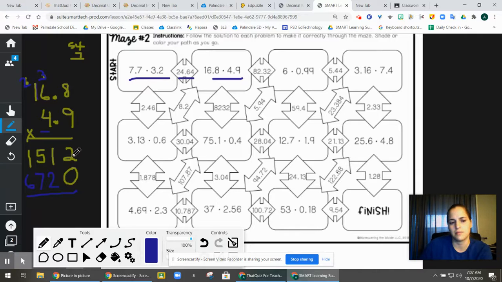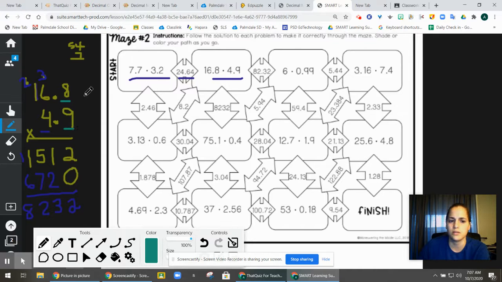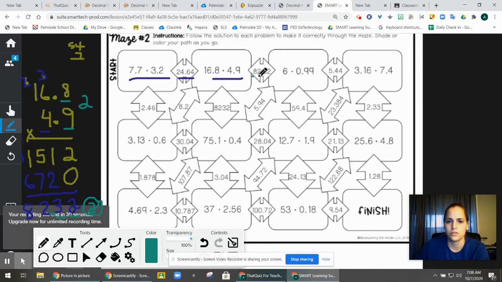Now I can add my partial products together. 2, 3, 12, 8. So I have 8,232, but I know that's not my answer because I still have to account for my decimal places. So looking at my factors, I have one decimal place here with the 8 and one here with the 9. So I have a total of 2. That means I need 2 decimal places here in the answer. So 1, 2. If I put the decimal right there, that gives me 2 decimal places. So this is my correct answer, which leads me to my next problem.